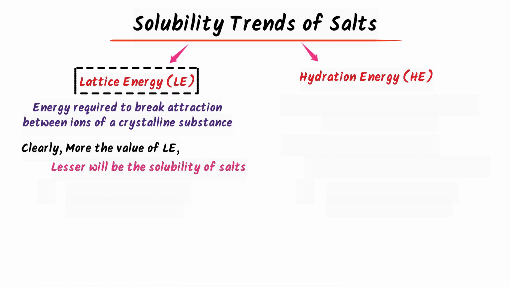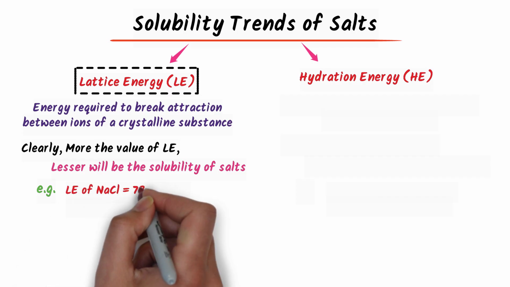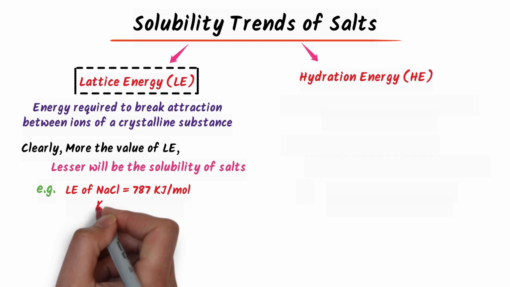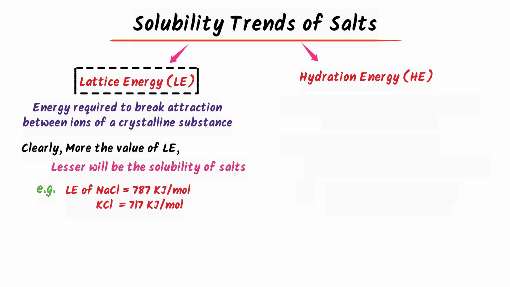For example, the lattice energy of sodium chloride is around 787 kilojoules per mole, and that of potassium chloride is around 717 kilojoules per mole. Now on comparing the two, potassium chloride has a lower value of lattice energy, indicating that its solubility will be more in water as compared to that of sodium chloride.